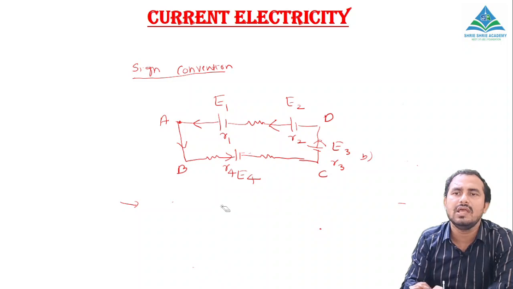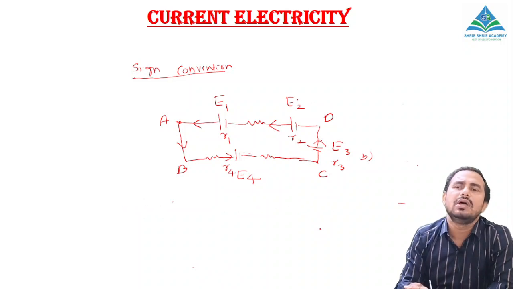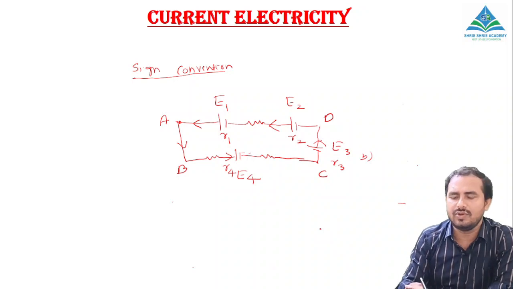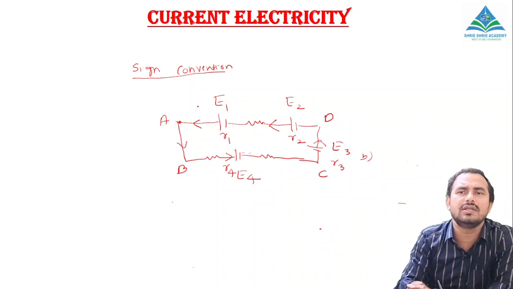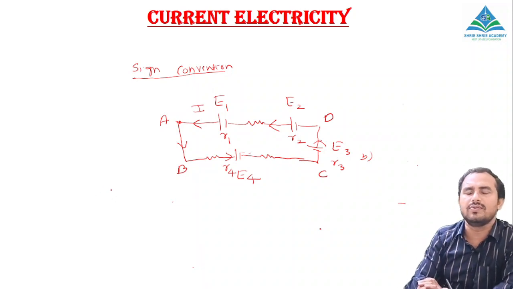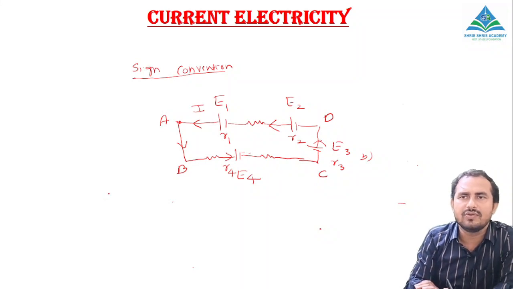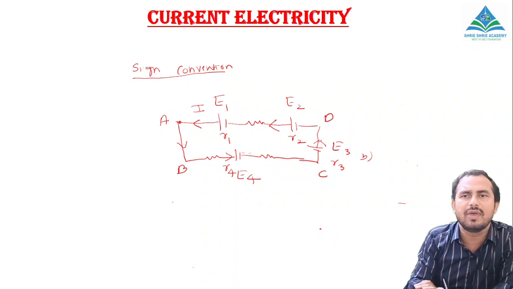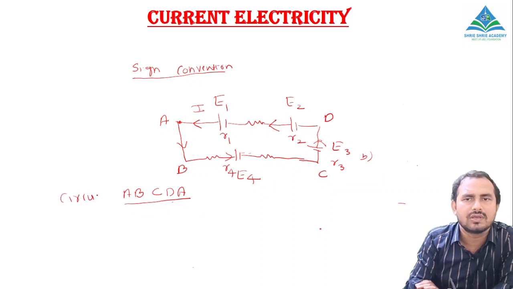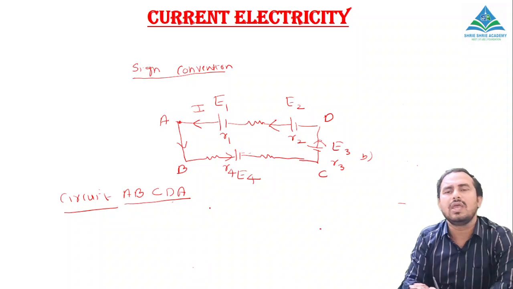Now as I told, we don't know the direction of current. Take one specified direction. Let's say this is the current I, and we will write the general equation using Kirchhoff's law. If you take the closed circuit here, you start from A and have to come back to A. So you will take the circuit A, B, C, D, A. This is a closed circuit. You are starting from A and returning back to A.